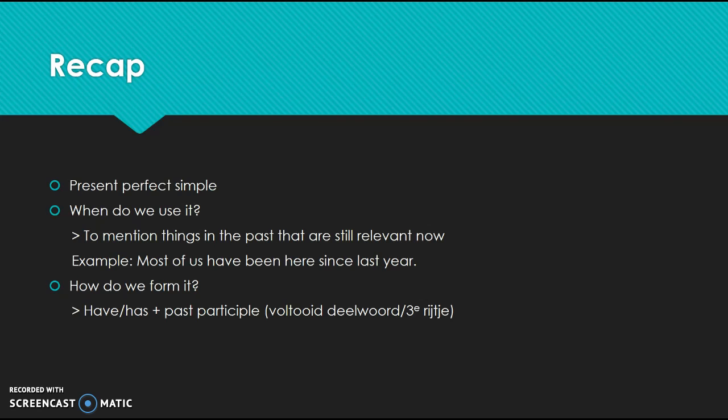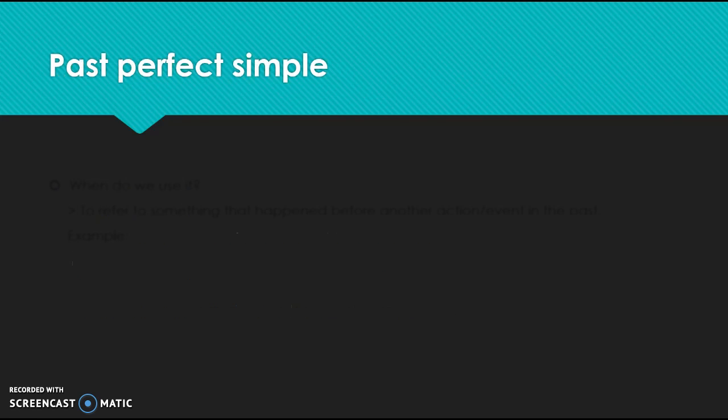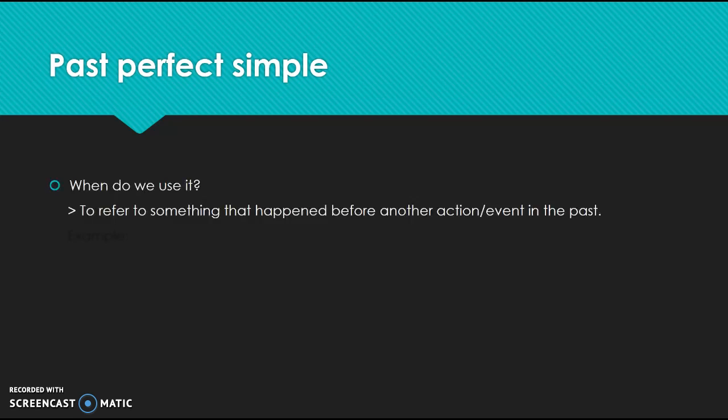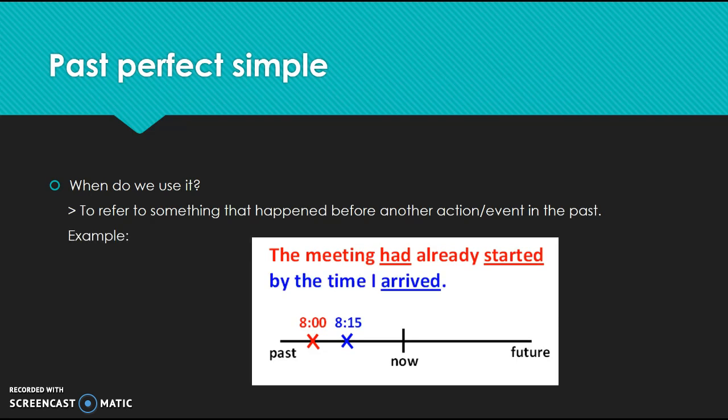Now, to introduce you to the new subject, the past perfect simple. Rings a bell? It looks a lot like the present perfect simple. The only difference is, of course, that it isn't present but past. So, when do we use this? We use it to refer to something that happened before another action or event in the past. So, for example, the meeting had already started by the time I arrived.